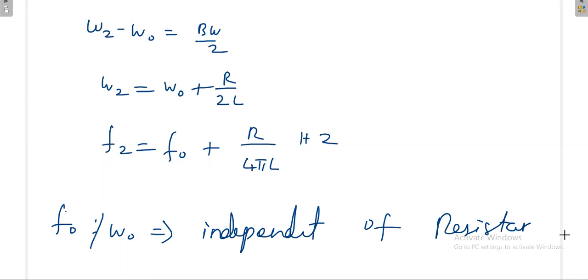Now finally, what is selectivity or quality factor, that we have to see. I think we have calculated the quality factor Q, that is 1 by R times square root of L by C. No need to do that again. So almost we have completed the series resonance part. In the next class we'll start the parallel resonance.